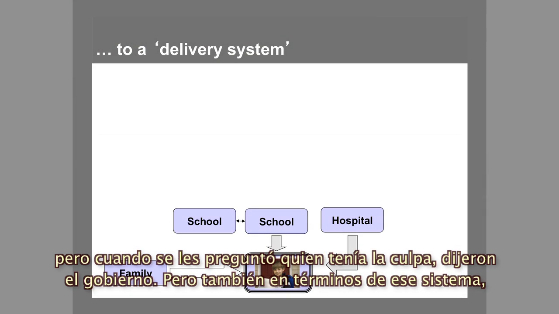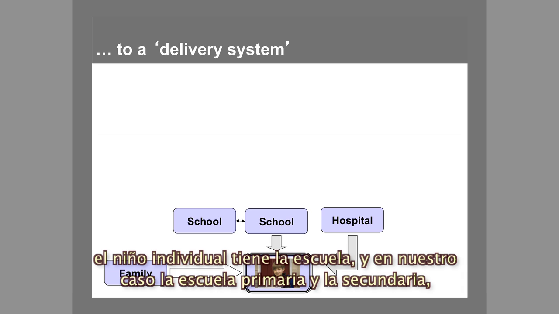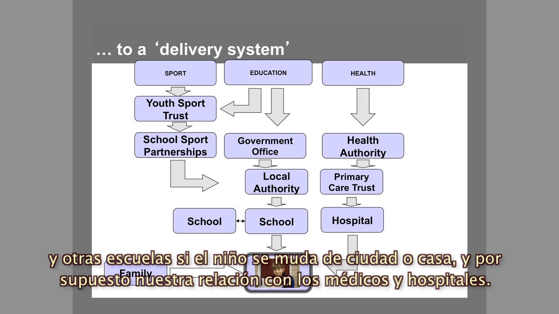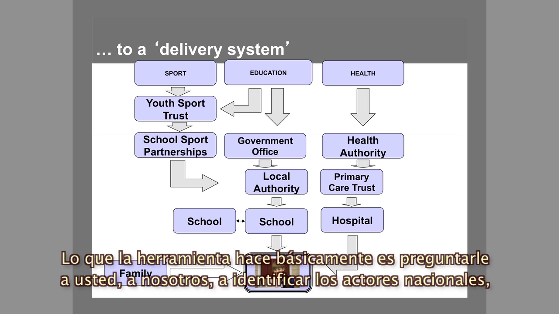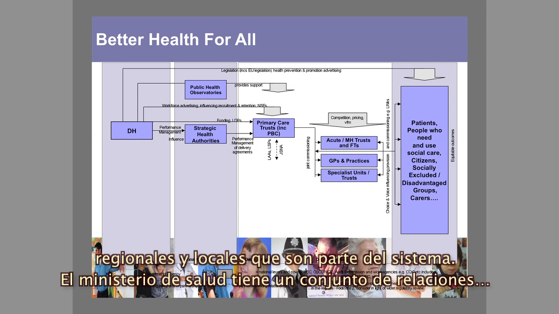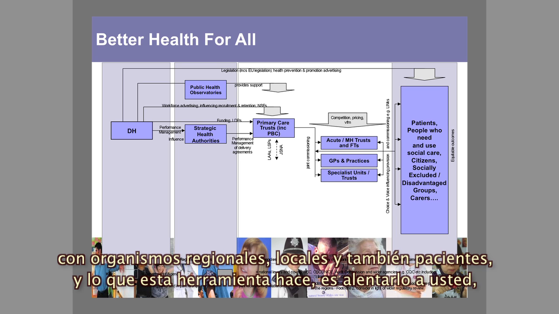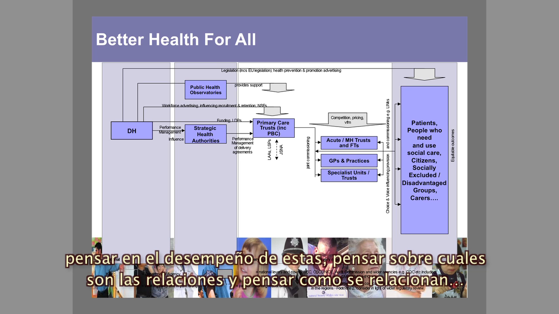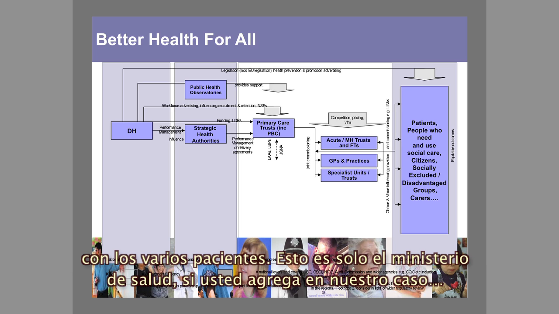But also in terms of that system, the individual child will have their school around them. In our case, an elementary school, a primary school, and a secondary school. There may be others if the child moves around. And of course, we'll have a relationship with the general practitioners and hospitals. What the tool does is basically ask us to identify the national, the regional, and the local actors, the local parts of this system. The Department of Health has a set of relationships with regional bodies, local bodies, and patients. And what this tool does is encourage you, from the Department of Health, to follow the money to the various organizations that play a part, think about whether or not they're performance managed by them, what the relationships are, and think about how they relate to the various patients.